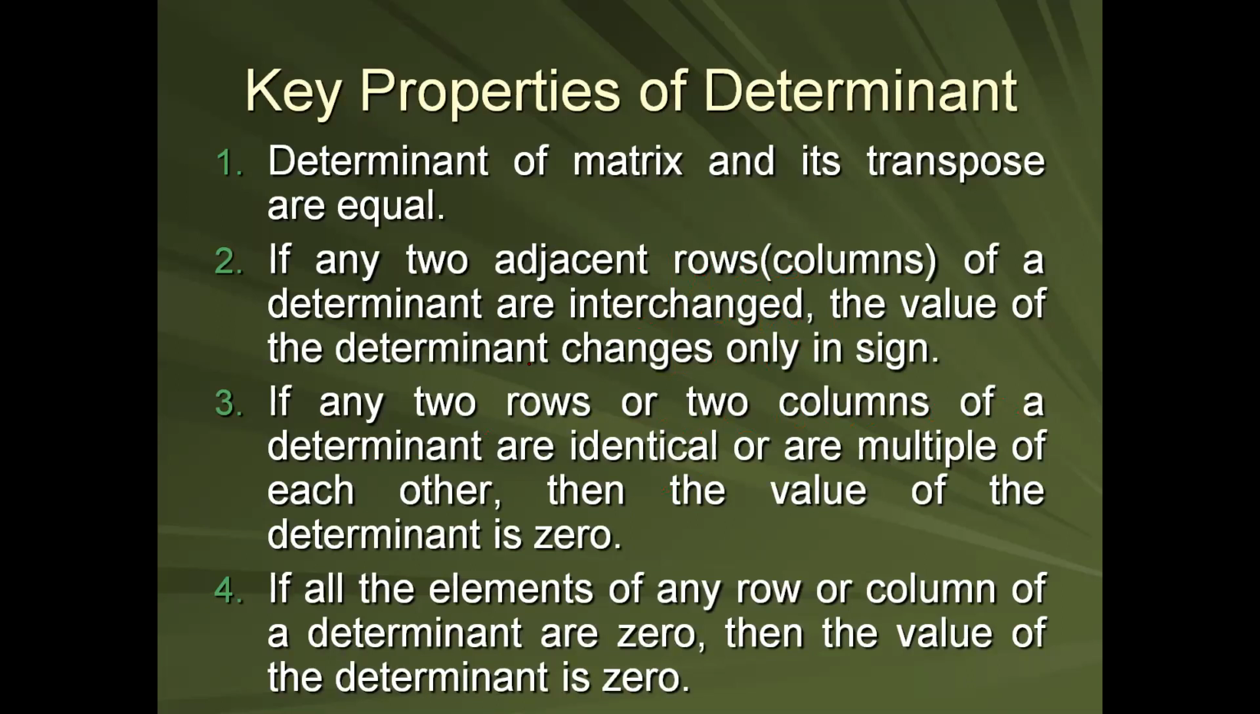Okay, don't worry. So these are the properties. Determinant of matrix and its transpose are equal. See, if you write matrix A and the transpose of A, and if you find determinant for both, it will be equal. Then if any two adjacent rows or columns of a determinant are interchanged, the value of the determinant changes only in sign. You can verify it by taking one example. You can check it now whether it is true or not.